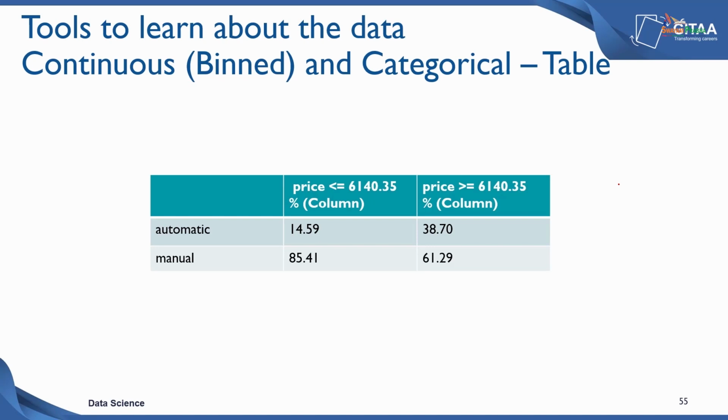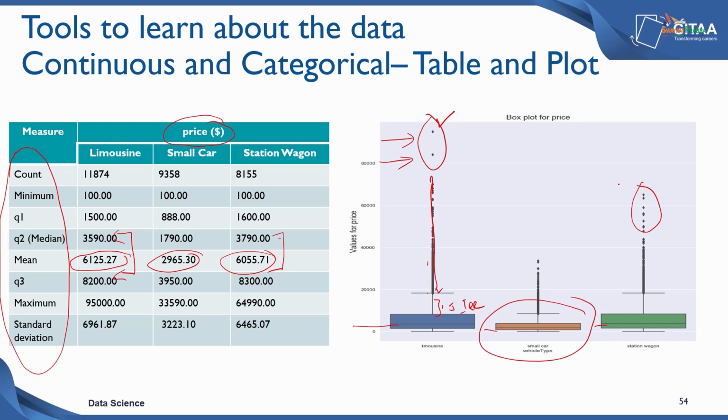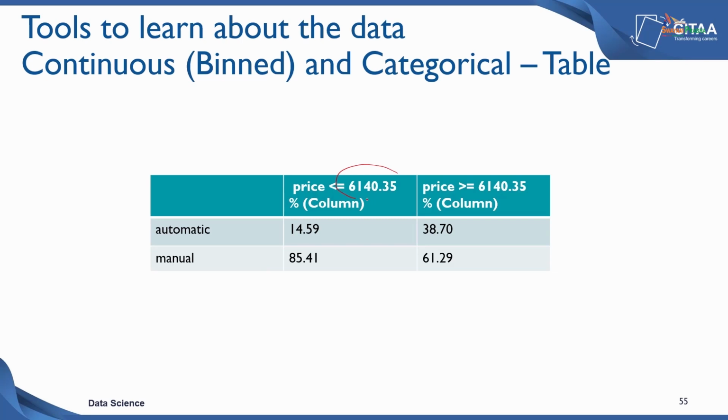You can also understand a relationship between a continuous and a categorical variable by what is called binning. Let me go back to the previous slide to quickly tell you that this is the kind of mean values that we had, and the overall mean value is about 6140. So I had broken up the total data into two sets: those which had a price value of greater than or equal to 6140.35, and those which had less than 6140.35. And within that we want to know what kind of gearbox exists.